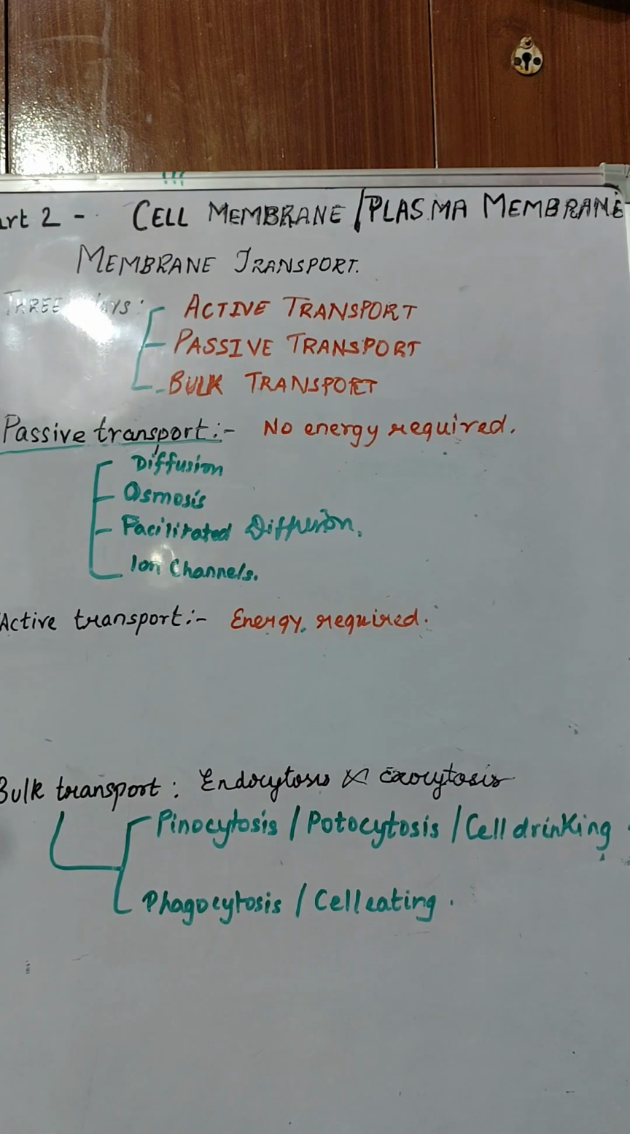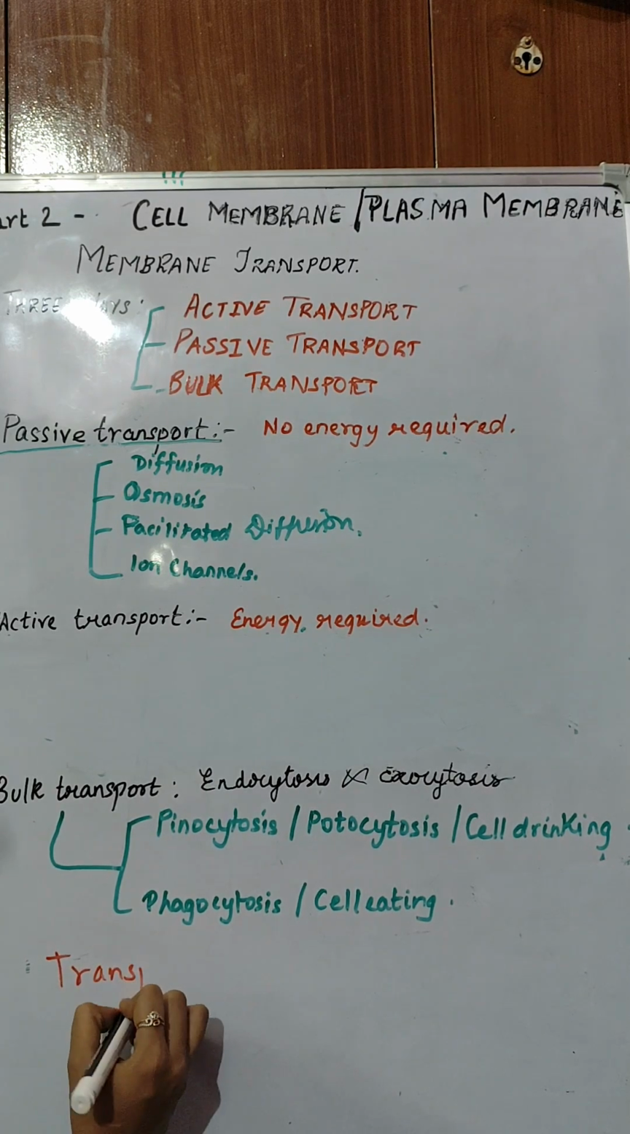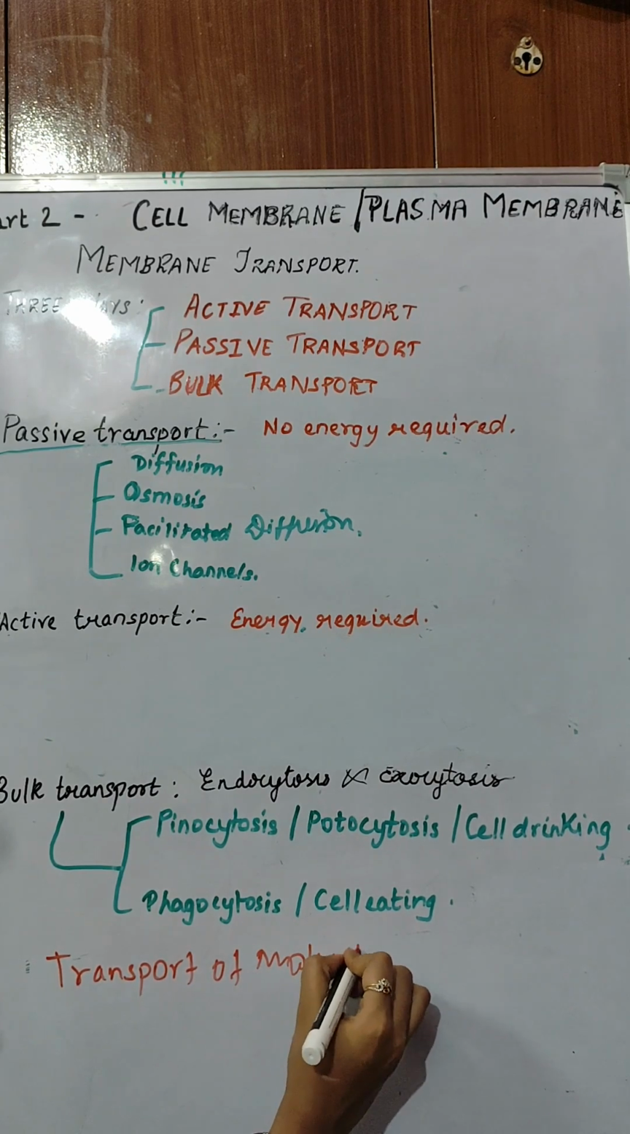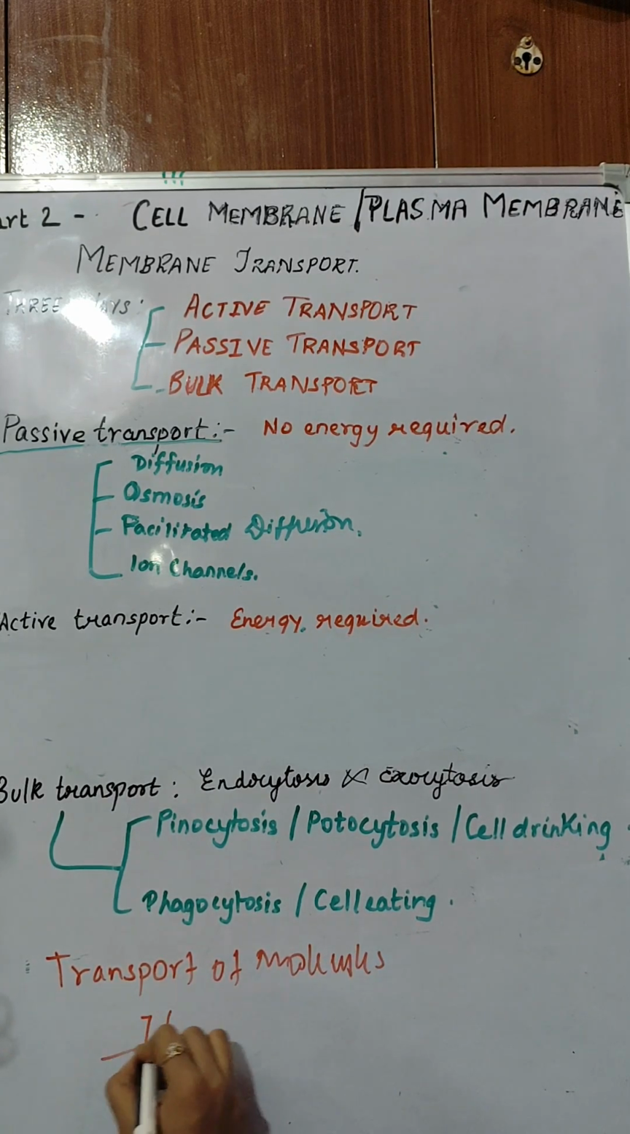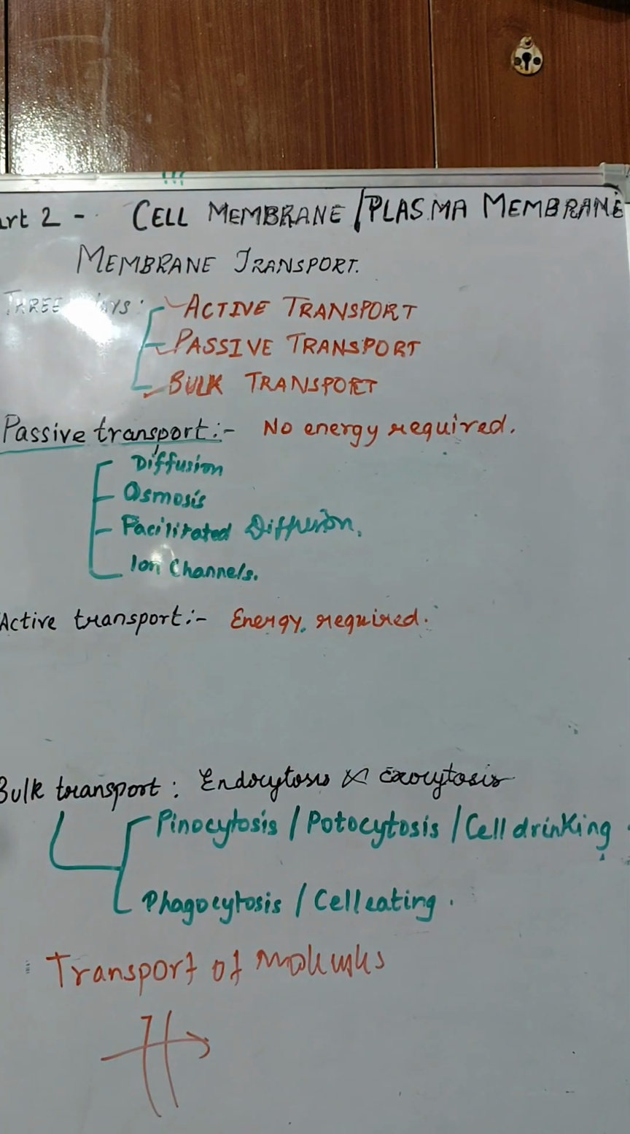In this video we are going to study membrane transport, the different types of transport and how it occurs through the plasma membrane. Yesterday we discussed the plasma membrane and its different functions. One of the most important functions is the transport of molecules, solutes or ions through the membrane. It is going to be in three ways: active, passive and bulk transport.